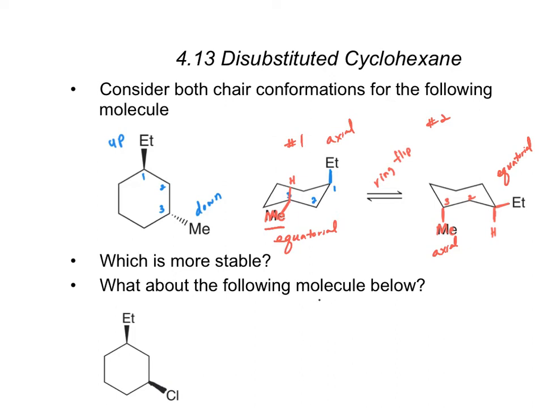So who's bigger, methyl or ethyl? Ethyl. Okay, so because of that, we want to put ethyl into the equatorial position. Which chair conformation does that? Number 2. Okay, so because this is bigger overall compared to the methyl group, we want to put it in the equatorial position for the lowest energy state. So this is going to be our lowest energy chair conformation.